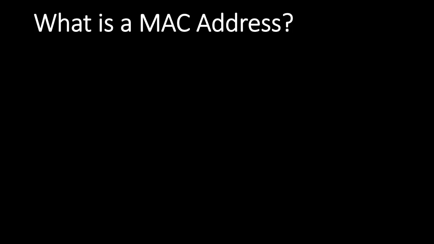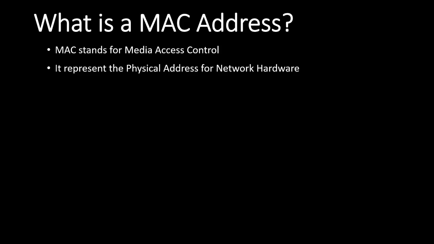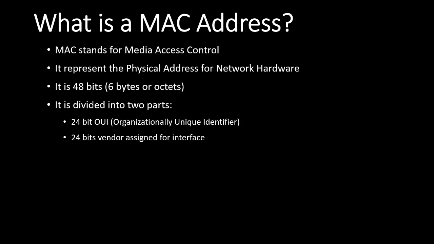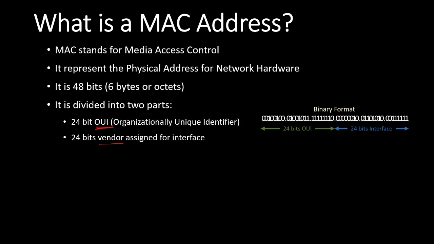So what is a MAC address? MAC stands for Media Access Control. MAC address represents the physical address for network hardware. It is 48 bits, which means it is 6 bytes or 6 octets, and it is divided into two parts. 24 bits as OUI or Organizationally Unique Identifier. The other 24 bits are assigned by vendors and they are unique per interface. So this is the format in binary.